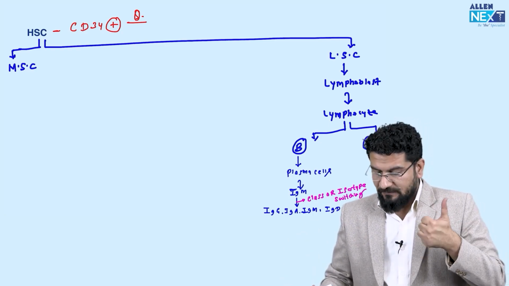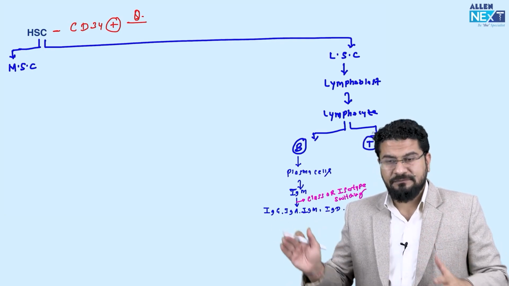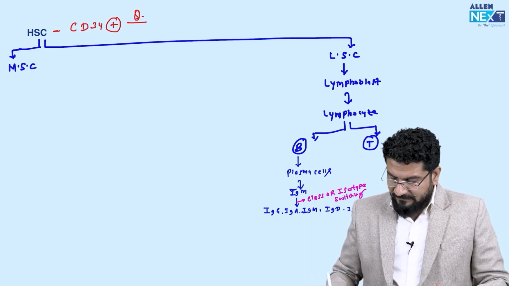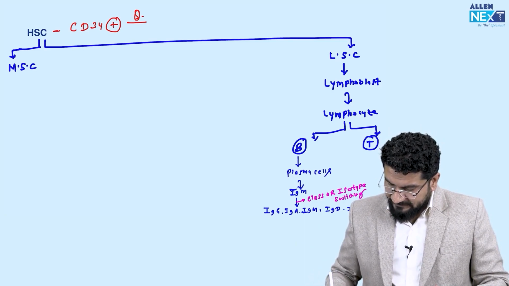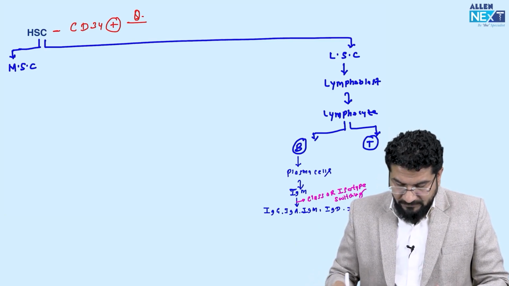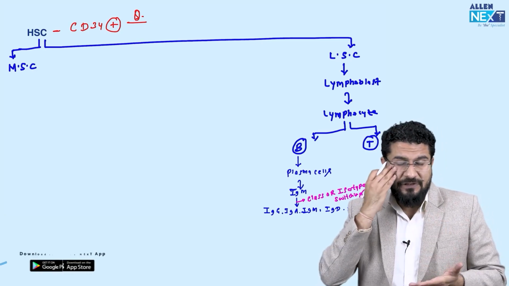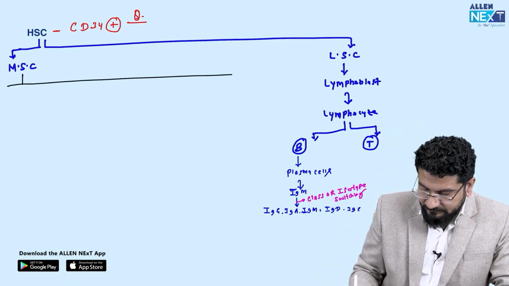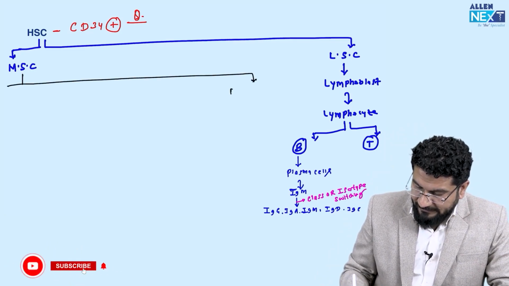So we have two cells, lymphocytes, B and T. These are formed by lymphoid stem cells. Now coming to myeloid stem cells, these myeloid stem cells will have different precursors, or I can say different cells which originate from this. So this can give rise to megakaryoblast.